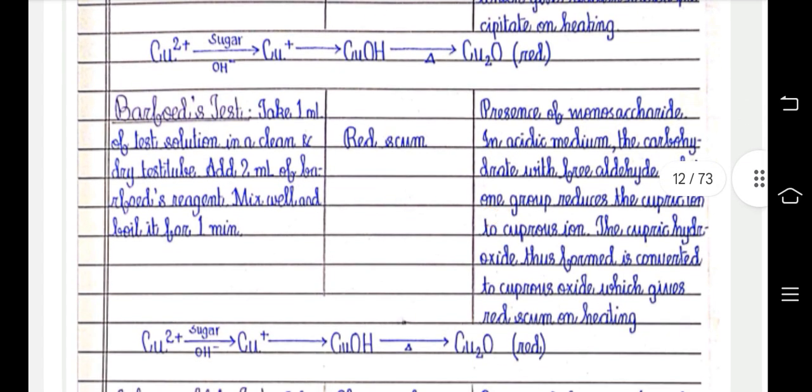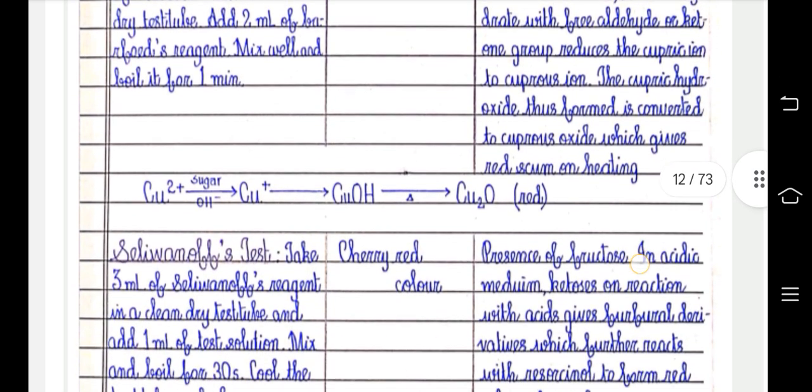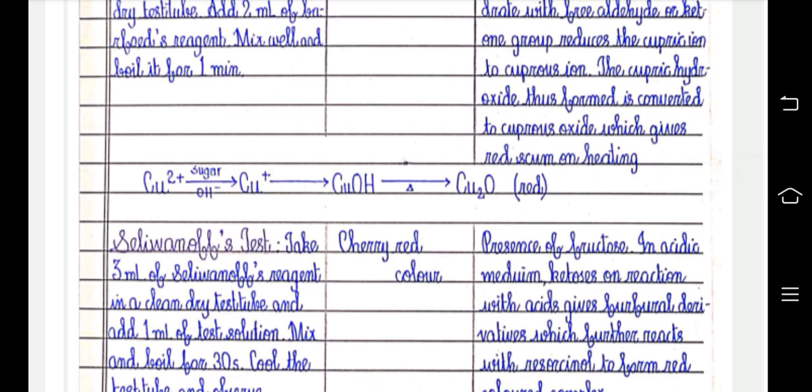Barfoed's test. This is a new test. Take 1 ml of test solution in a clean dry test tube. Add 2 ml of Barfoed's reagent. Mix well and boil it for 1 minute. Red scum is formed. Presence of monosaccharide. In acidic medium, the carbohydrate with free aldehyde or keto group reduces cupric to cuprous ion. The cuprous hydroxide thus formed is converted to cuprous oxide, which gives red scum on heating. Cu2+ to Cu+, COH to Cu2O.